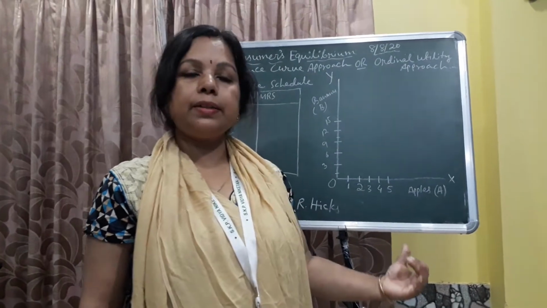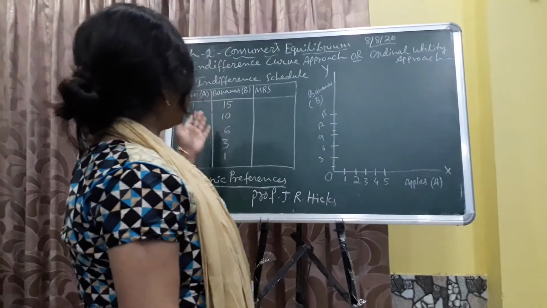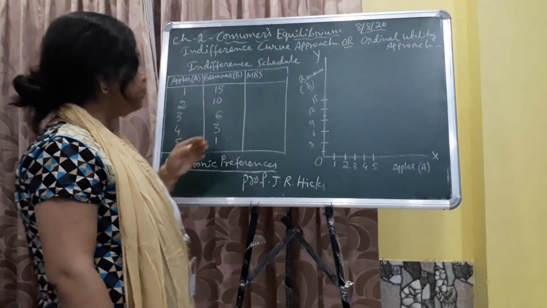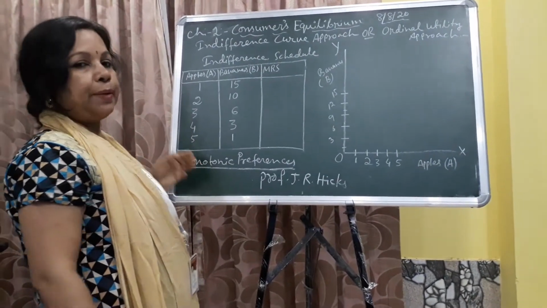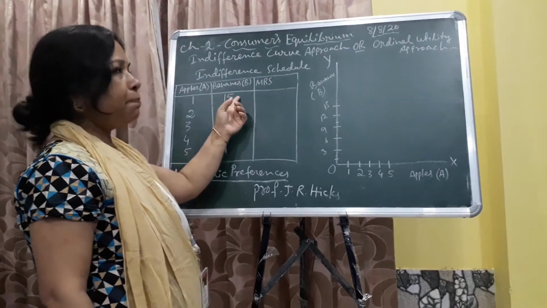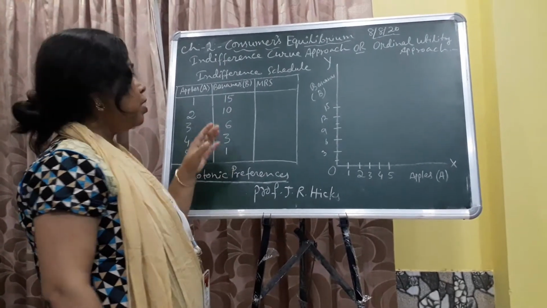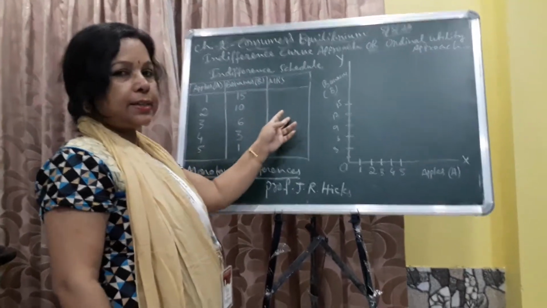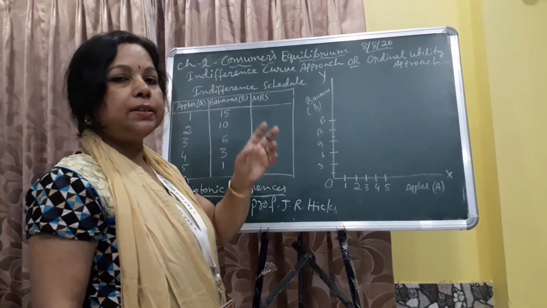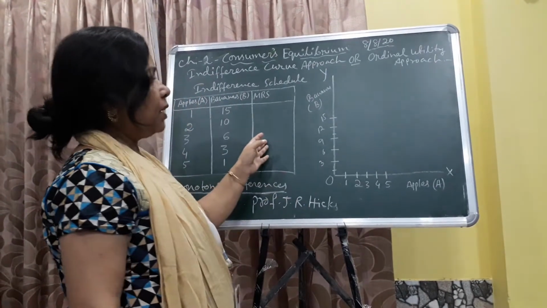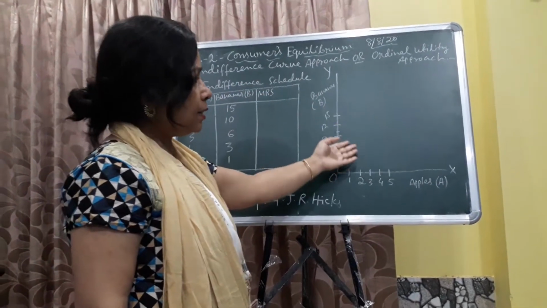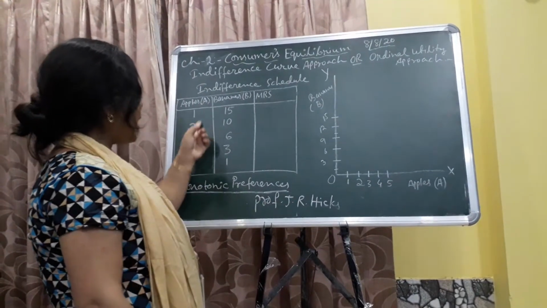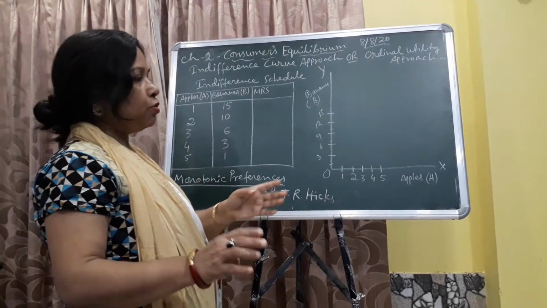Here I have made the schedule. Apples are denoted A and bananas denoted B. Apples are 1, 2, 3, 4, 5, total 5 apples, and bananas 15, 10, 6, 3 and 1. So there are two goods, apples and bananas, and the next column is MRS, the marginal rate of substitution. After drawing the diagram, I will complete this column. First we have to draw apples and bananas in the diagram.